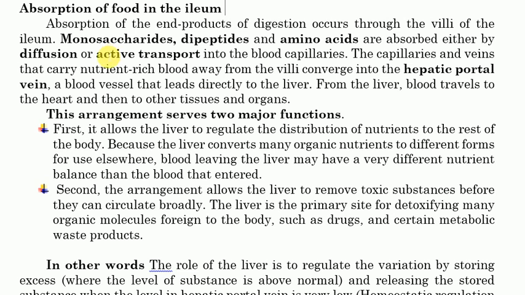But one thing you should know here is that monosaccharides, dipeptides and amino acids are absorbed either by diffusion or active transport into the blood capillaries. You see, monosaccharides, which are carbohydrates, and then proteins, are absorbed into the blood capillaries. The capillaries and veins carry the nutrient-rich blood away from the villi, conveyed to the hepatic portal vein. Now you see, if any vessel is labeled as portal, a portal blood vessel is one which connects between two organs, excluding the heart.